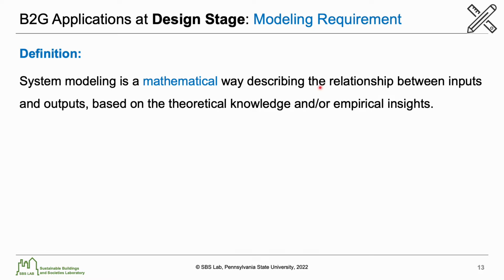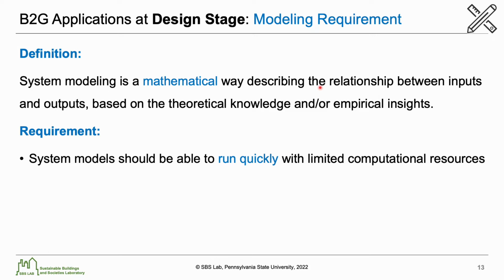To apply system modeling for B2G in the design stage, there are two major requirements. The system models should be able to run quickly with limited computing resources. This is necessary for enabling real-time control via various computing platforms, from a single board computer to a high-performance workstation computer, used by different building control systems.